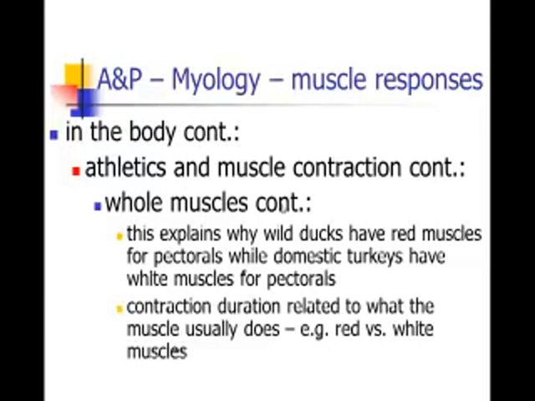Okay, so the duration of the contraction is going to be related to what the muscle normally does. So if you have a muscle that is normally undergoing relatively slow but long-term activity with a lot of power, they're going to be red muscles. And if you have a muscle that's relatively weak and better suited for short duration activity, that's going to be a white muscle.